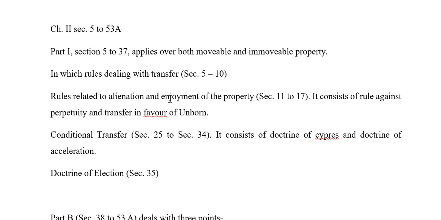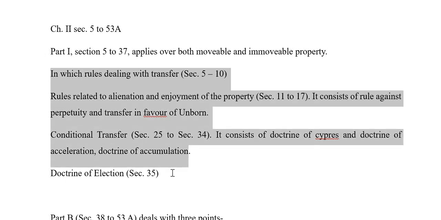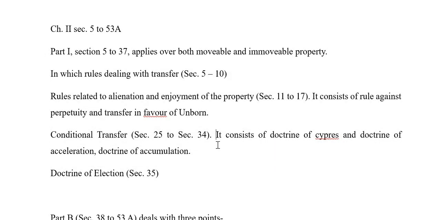Then rules related to alienation and enjoyment of the property, section 11 to 17, consist of rules against perpetuity and transfer in favor of unborn. Then conditional transfer consists of doctrine of Cy-pres and doctrine of acceleration, as well as doctrine of accumulation. Then doctrine of election, section 35. For all of these there will be separate videos covering the sections.